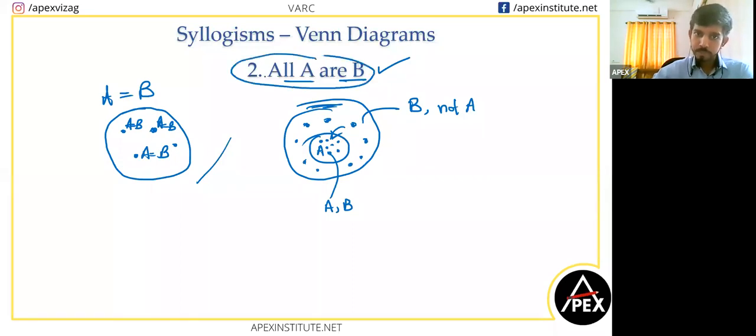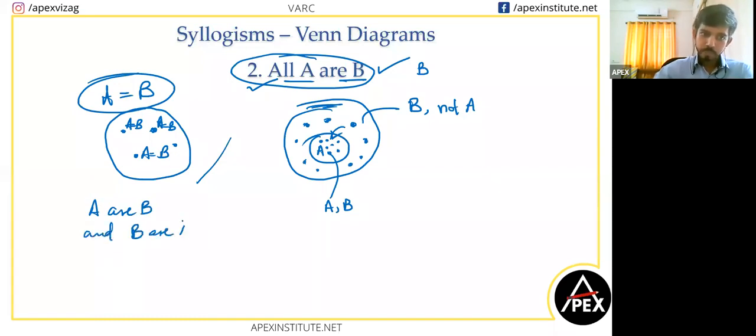This is correct. All A are B, but all B are not A. Okay, there are some B's who are not A. So this is another way to represent all A are B. Okay, so you have A equal to B in which all B's are also A. So all A are B and all B are A. And here you have all A are B, but all B are not A. So this is this one.